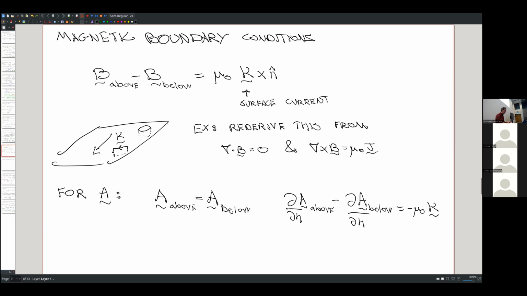Like this, okay? So you can check this. But what I would like you to be able to do is to rederive this equation from div B equal to 0 and Ampere's law in integral form. I think that's a good exercise. For the A, I'm just stating these for completeness.